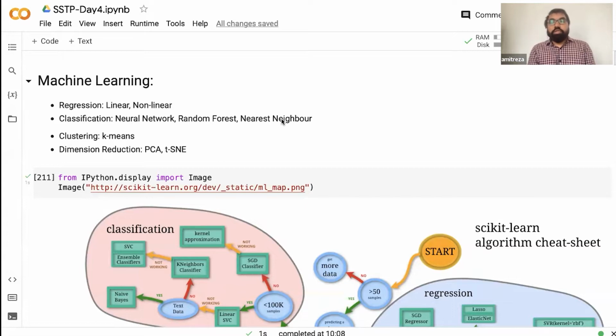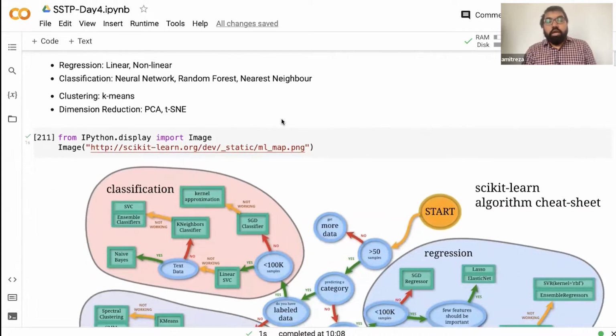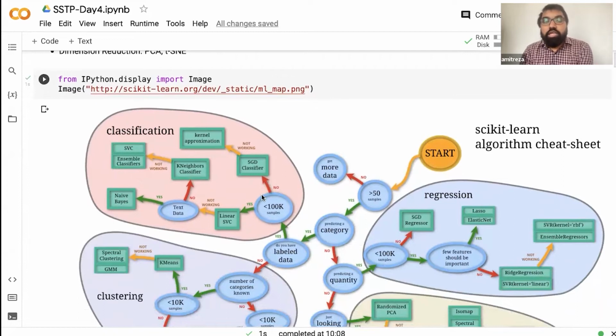So today basically we're going to talk about unsupervised learning, and the context is clustering and dimension reduction. Okay, so I hope it makes sense. Now I just took this picture from sklearn, scikit-learn.